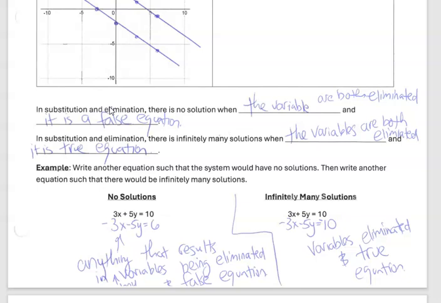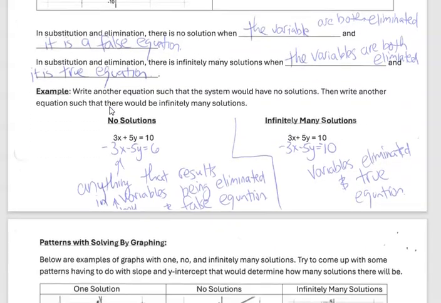So the one that I came up with is negative 3x minus 5y. That is going to, when you add that to the top equation, eliminate the variables. And then when you have 10 plus 6, you would end up having 0 equals 16. That's a false equation, no variables. Therefore, it is no solution. The other one, if you did negative 3x minus 5y equals negative 10, when you solve this by adding them together, you end up getting 0 equals 0, which is true, meaning infinitely many solutions. Many students came up with many different possible equations.